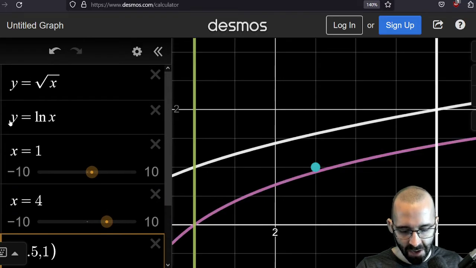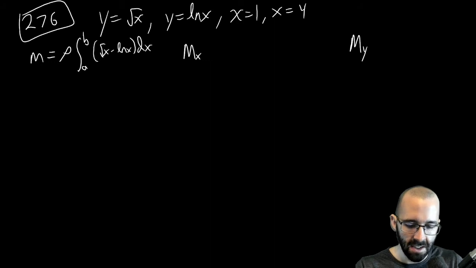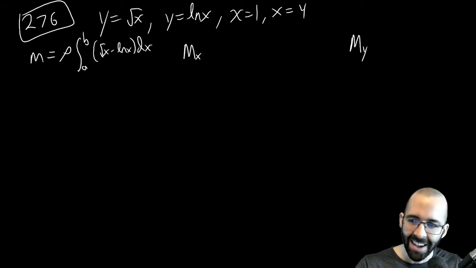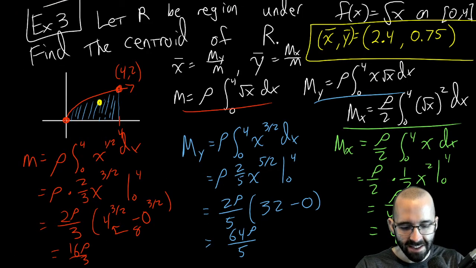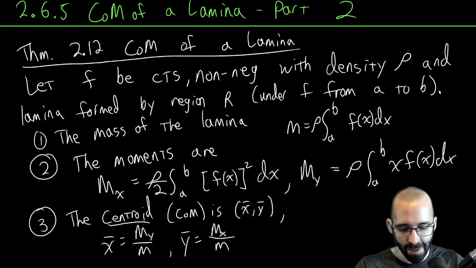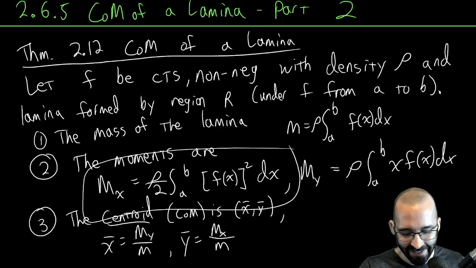Top is the square root of x. Square root of x minus ln x dx. Really? We're going to have to use integration by parts maybe, but we're using calculators for this anyway. The moment with respect to the x-axis, if we hypothetically get the x and y-axis formulas confused, hypothetically, we could check our answers. We could use our notes.